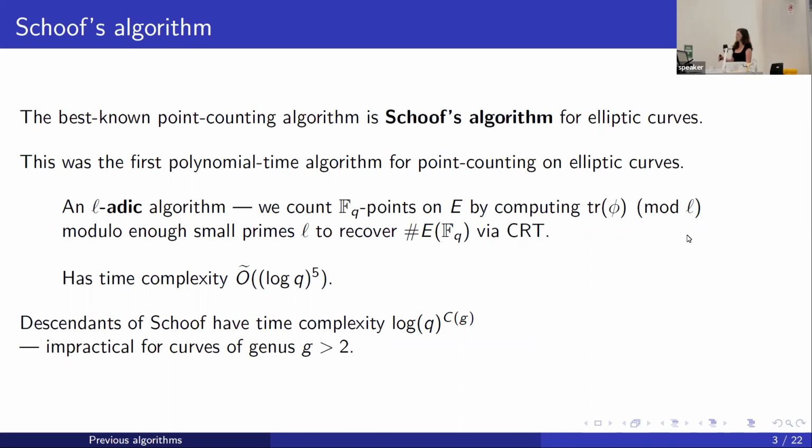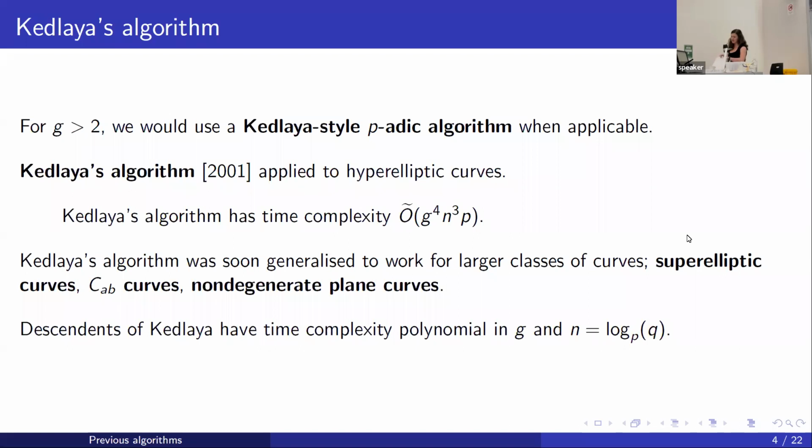And these descendants still have polynomial time complexity when the genus is fixed, but treating the genus as a parameter, these algorithms have horrendous time complexity. It's doubly exponential in the genus, and these Schoof descendants are impractical for arbitrary curves of genus greater than 2. The strategy that has been most successful for computing zeta functions of curves of higher genus is to compute the action of Frobenius in a p-adic cohomology of the curve to explicitly do that.